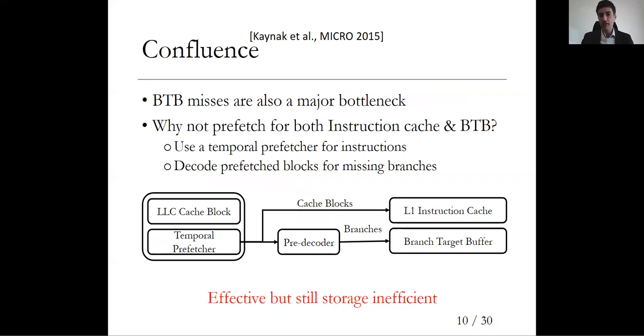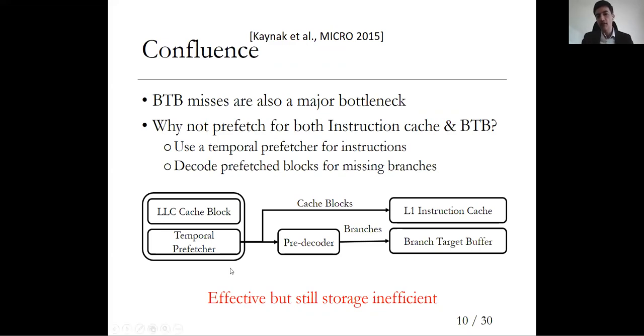In 2015, the idea of Confluence was proposed. The idea is that up until this time, in order to eliminate instruction misses and BTB misses, we needed to have two separate prefetchers. One instruction prefetcher in order to eliminate instruction misses, and one BTB prefetcher in order to eliminate BTB misses. Kaynak and others observed that if we have an instruction prefetcher, we may come up with some modifications in order to also prefetch for the BTB almost for free.